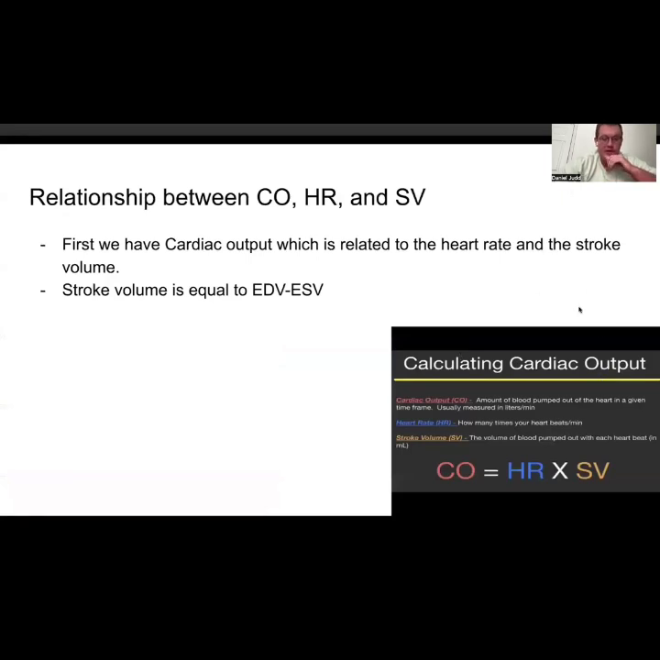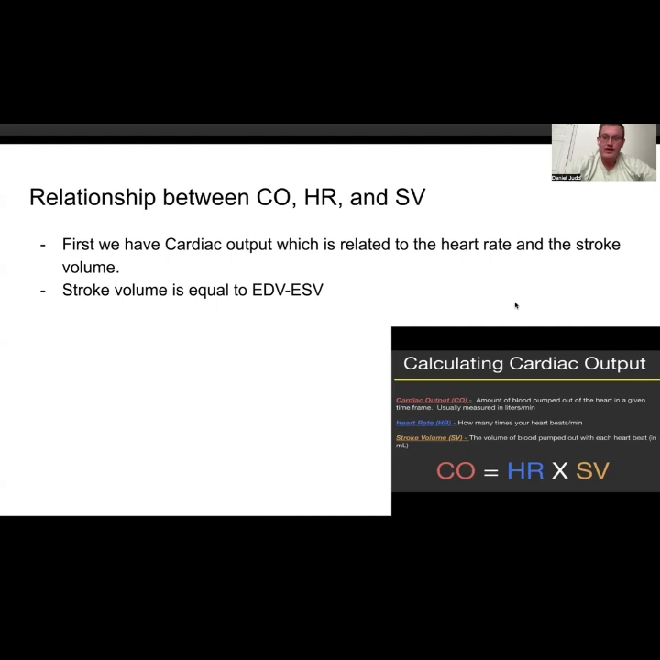On the next slide, we're talking about cardiac output, heart rate, and stroke volume. Cardiac output is the amount of blood the heart pumps, measured in liters per minute, and the heart rate impacts that because it's per minute. Your stroke volume is equal to your end diastolic volume minus your end systolic volume. And so you multiply those together and you get your cardiac output, as we see down here in the right hand corner.